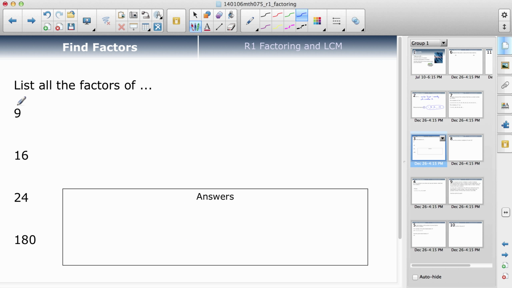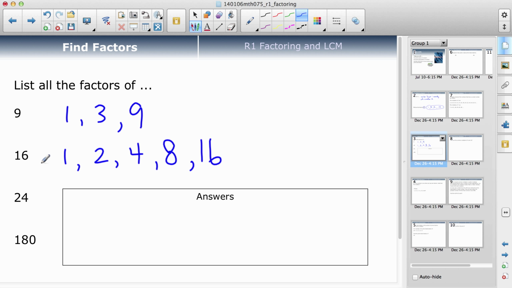Here's some to try. See if you can list all the factors of these numbers. I'll do the first couple. 9. So 1 divides into 9. 3 divides into 9. I guess another 3, but we have that one already, so we won't write it a second time. And 9. So those would be the factors of 9. 16: 1, 2, 4, 8, and 16. There's a list of all the factors of 16.